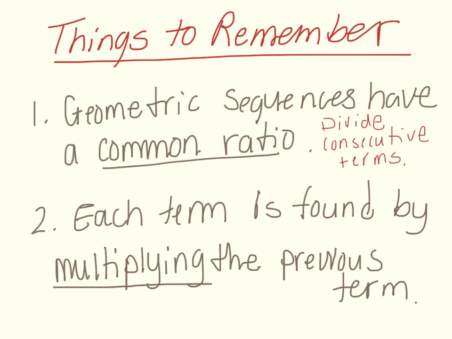And things to remember for this lesson: a geometric sequence has a common ratio. To find that common ratio, you need to divide two consecutive terms. And each term is found by multiplying the previous term.